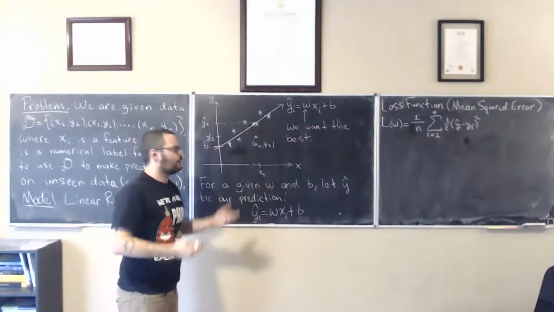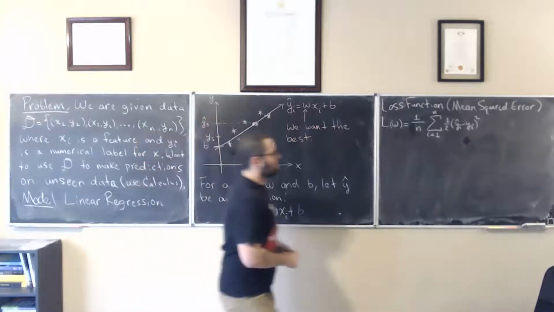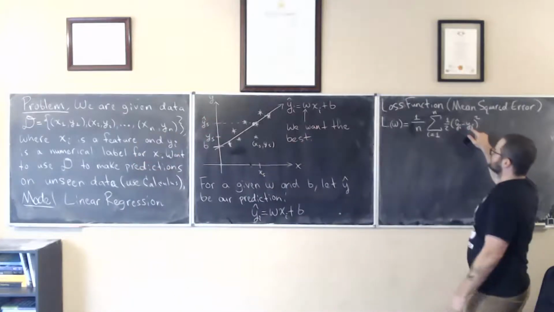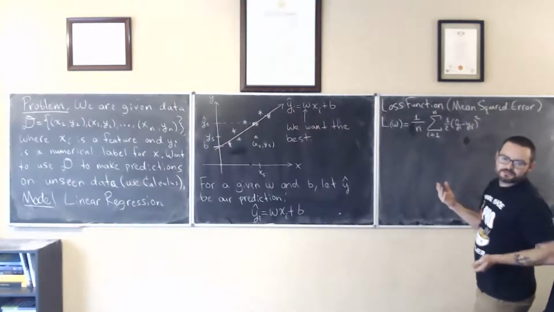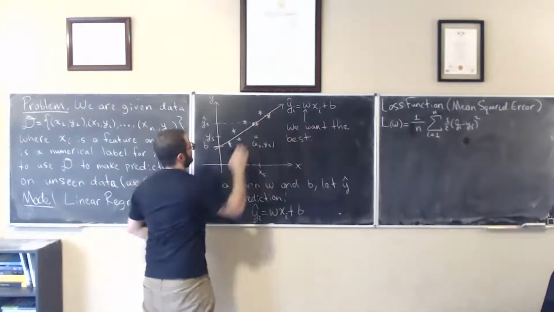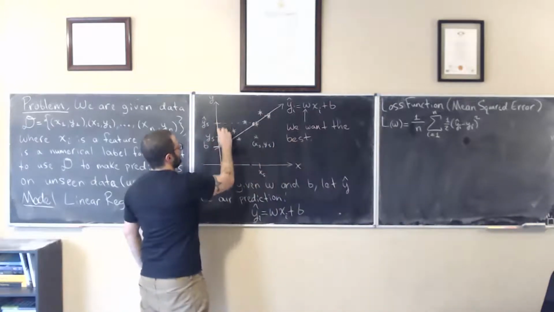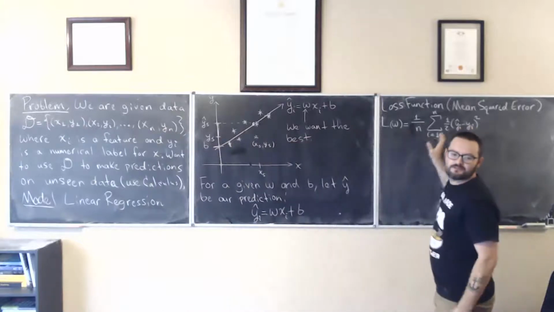So how far away are those y values, right? What's the distance between them? Well, it's like our prediction minus the actual value all squared. That's one way of measuring distance. So that distance is being accounted for in the sum.